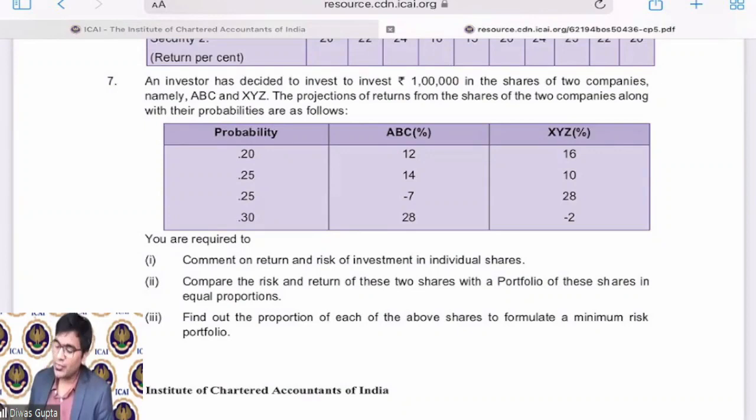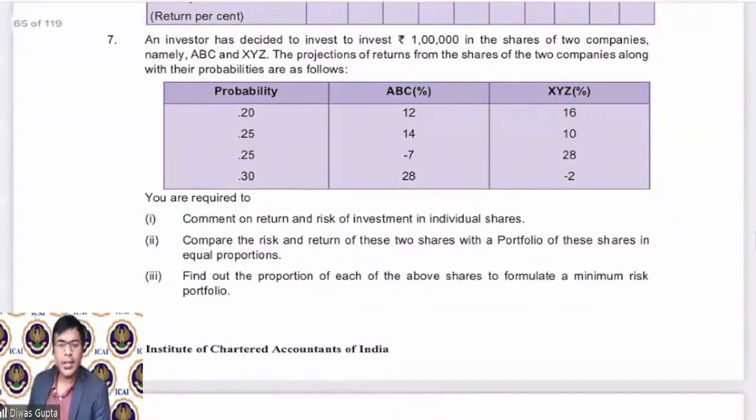The projections of returns from the shares of two companies along with their probabilities are as follows. So there are two companies, ABC and XYZ, along with their probabilities, percentage returns are given. You're required to comment on risk and return of investment in individual shares. So first of all, they're asking us to calculate the risk and return. So return we can just simply calculate by multiplying with the probabilities, correct?